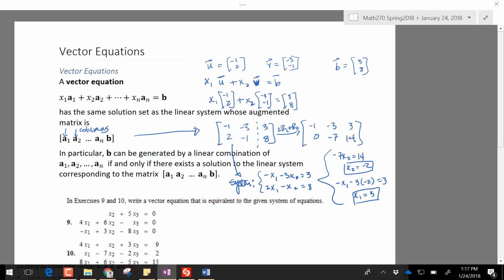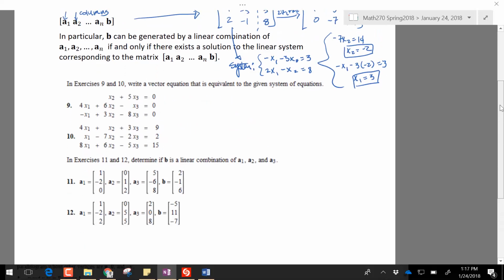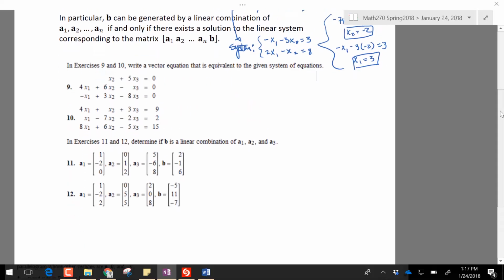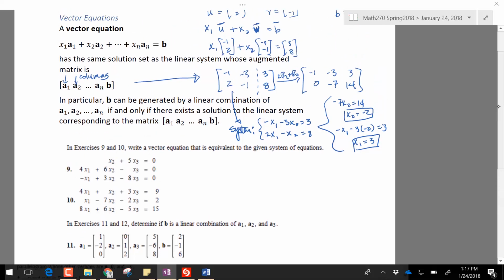All right, there are some exercises that I picked from the book. I stole from the book or used from the book. And I just want to do one of each, maybe number 9 or 10. It says here, write a vector equation that is equivalent to the given system. So we want to write this into a vector equation. So wait, before we do that, let's take a look at the relationship between the vectors, the matrix, and the actual system.